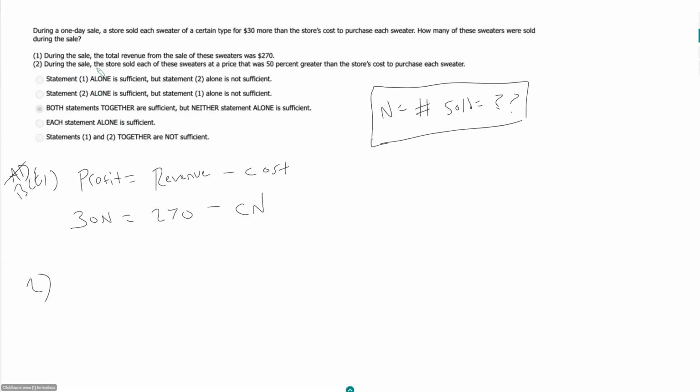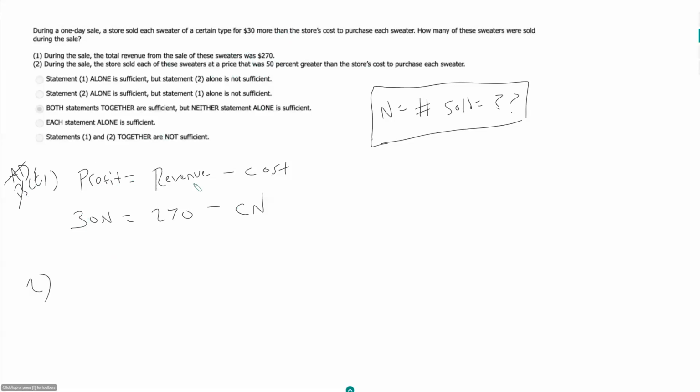Statement 2 says, during the sale, the store sold each of these sweaters at a price that was 50% greater than the store's cost to purchase each sweater. Okay, I can sort of see off the bat this is going to be insufficient, because we know how much profit they made on each sweater, and what that is as a percentage, but we don't know anything about how much total profit they made. So this is going to be insufficient, but let's still translate this statement.